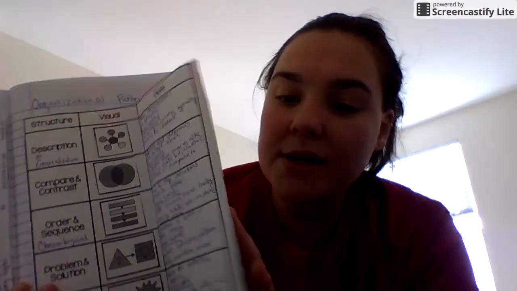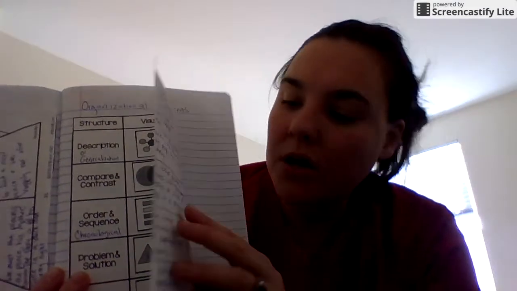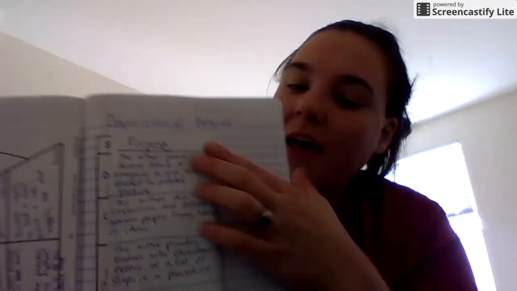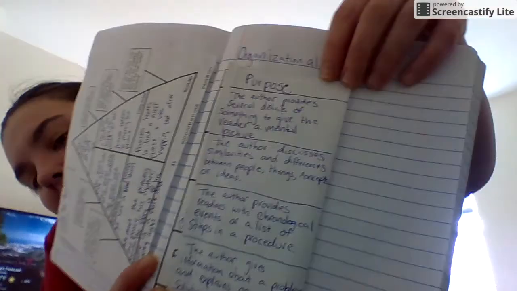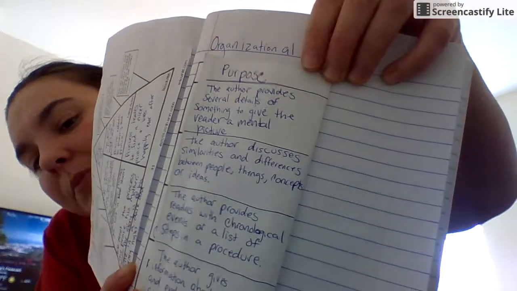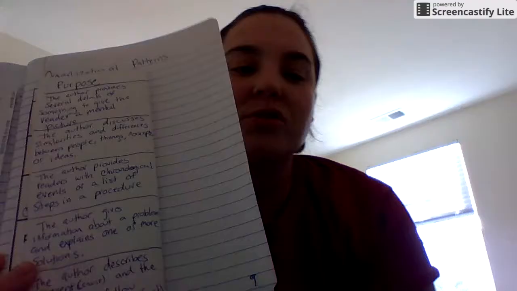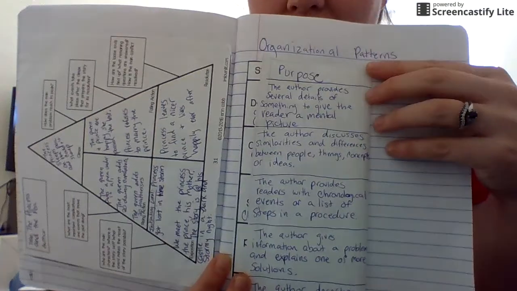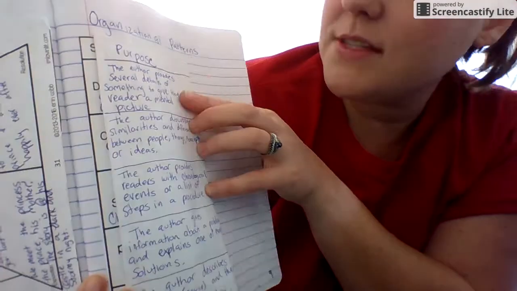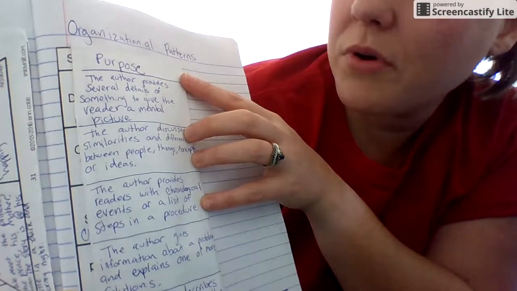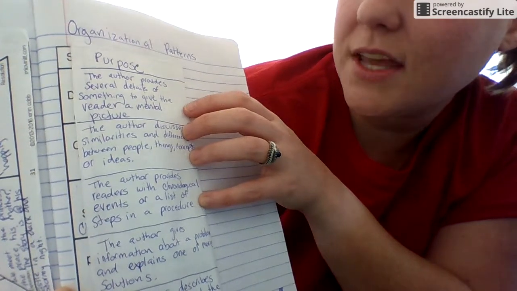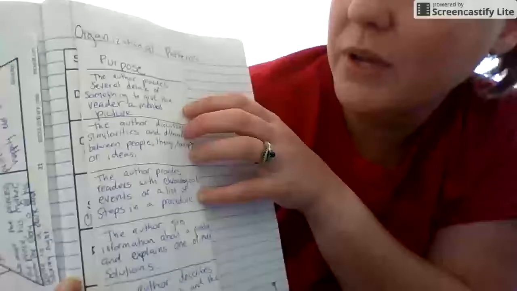Now, remember how I said leave half of it open? Because you're going to fold this in half, and on the back at the top, put the word purpose. Okay, so you should have purpose up top. And I'm going to describe the reason why you have purpose. It says, for generalization, the author provides several details of something to give the reader a mental picture.